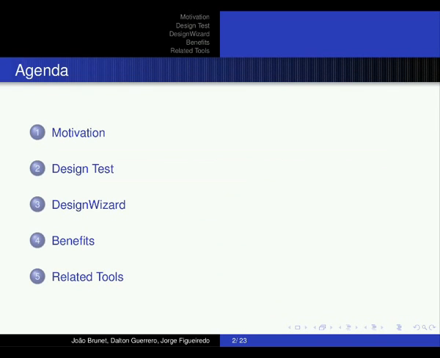First of all, this is the agenda of the presentation. I'm going to start talking about the reasons that motivated us to do this work, and then I will talk about DesignTests, which is the key concern of our approach. After that, I'm going to talk about DesignWizard, which is the tool that we have developed to support design tests. Then I will talk about the benefits of using DesignWizard to check code against design rules. And finally, I'm going to discuss some tools that are related to DesignWizard.